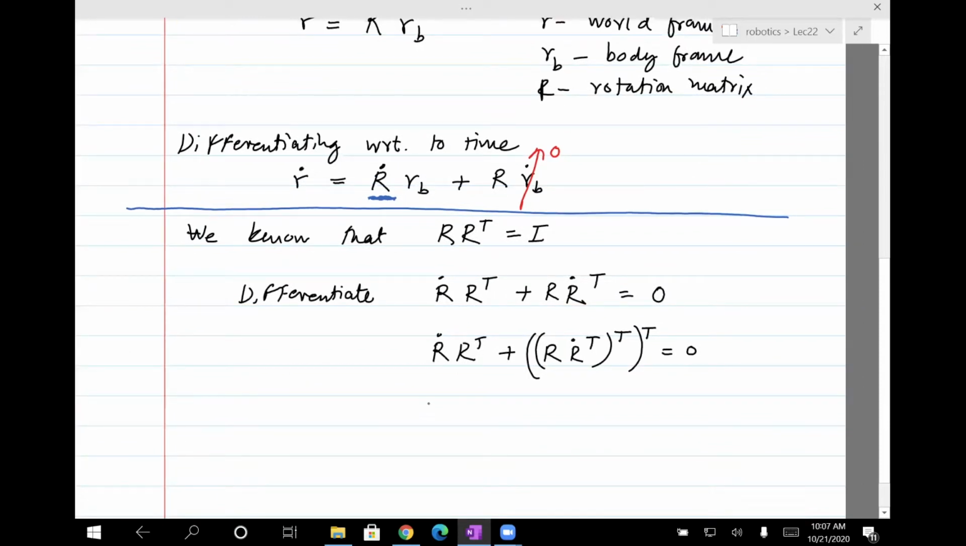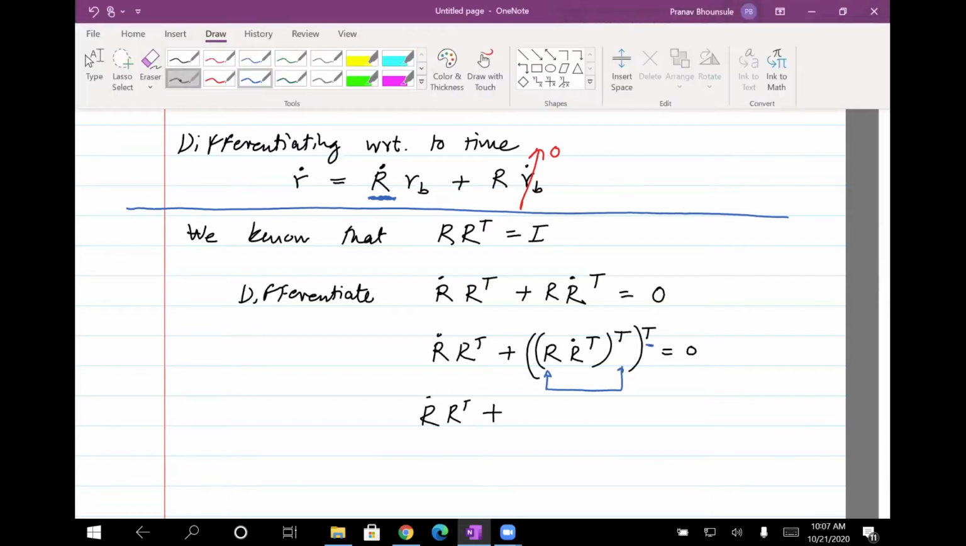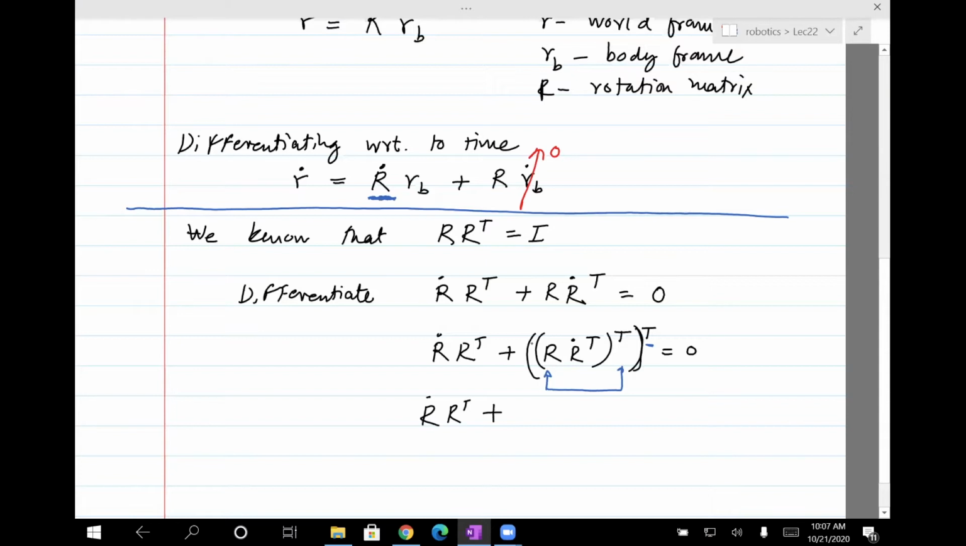Now I can write R dot R transpose plus... I'm going to work with just this part. Keep that transpose intact. So this term inside the bracket can be written as R transpose times R dot, times transpose. So why is that true? Just a second. Let me figure out something.